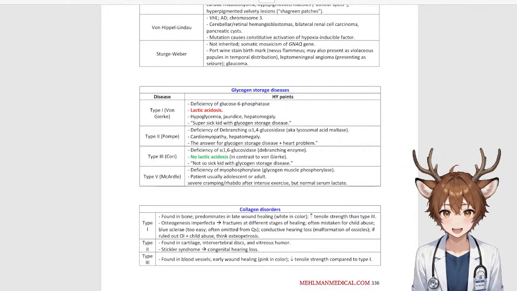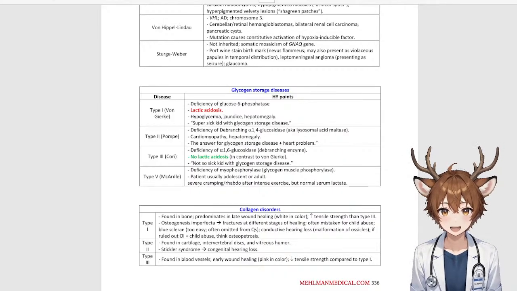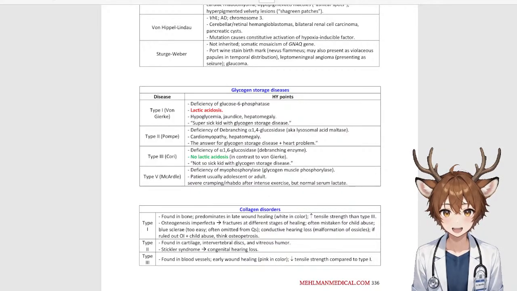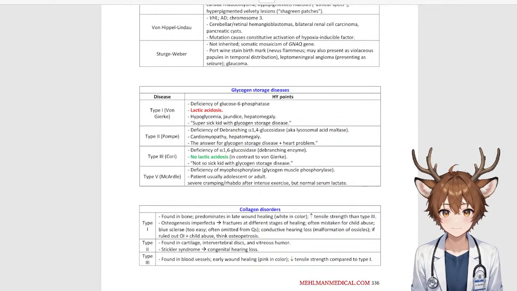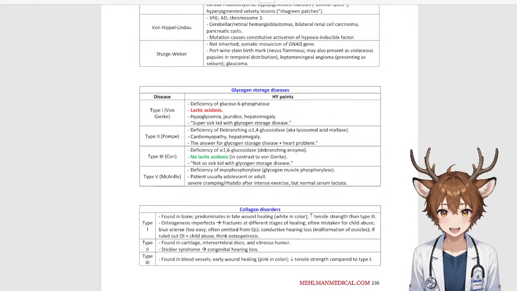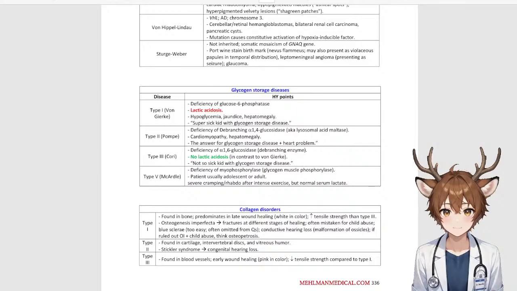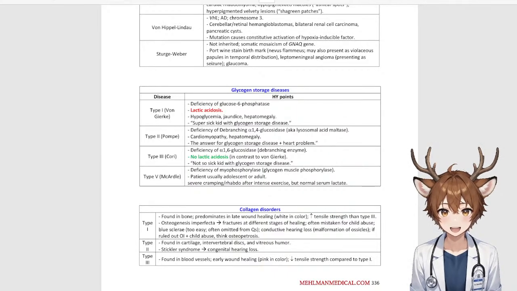Glycogen storage diseases. Okay, let's talk about it. Disease and then high yield points. Type 1 von Gierke disease. Deficiency of glucose 6-phosphatase, G6PD. No, sorry, is that correct? Glucose 6-phosphatase, so that's G6P. No, I'm right. It's called G6PD. All right, am I mistaken?